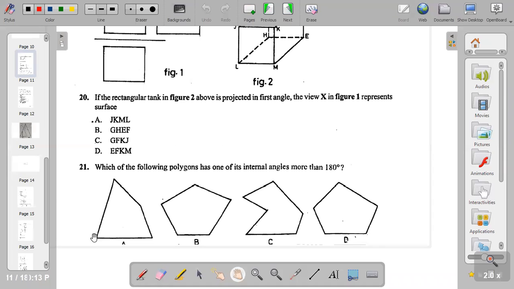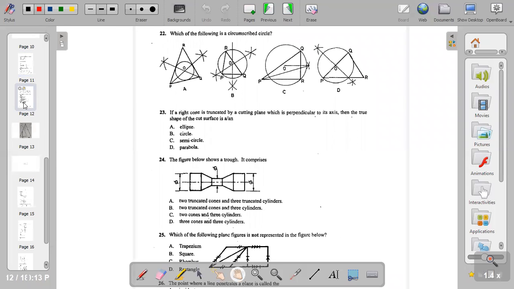So we have option A. Let's see option A. Okay, this is less than 90, less than 90, less than 90. This is more than 90, but less than 180. So we are looking for the one that has its internal angles more than 180 degrees. When you check option B, none. Option C is the correct answer. This angle here is more than 180. So I move on to question 22.